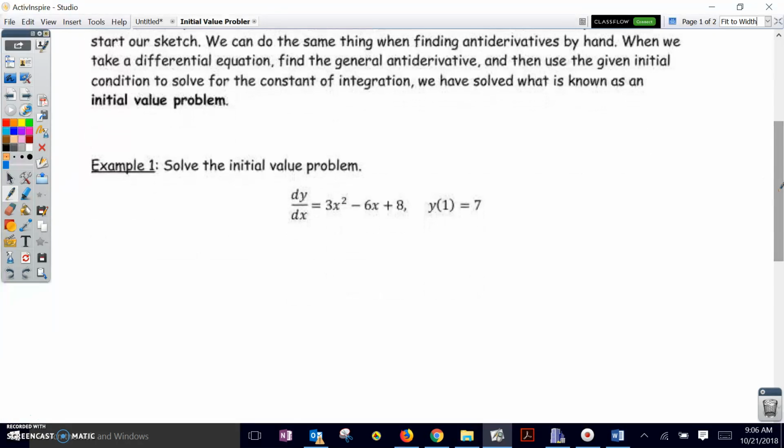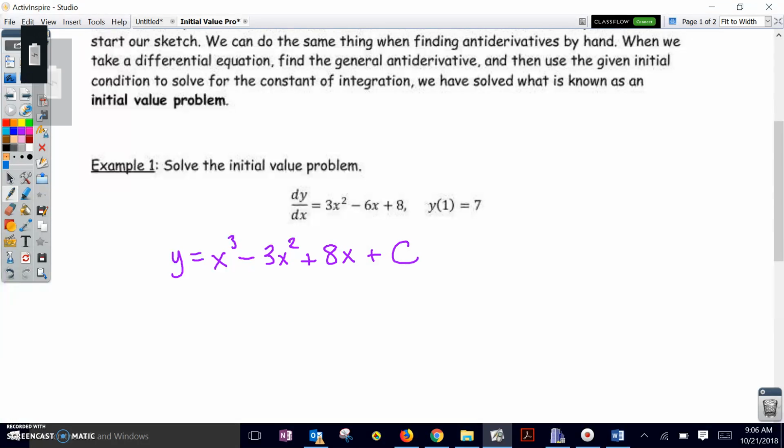We're going to start with the differential equation, and we're going to find the general antiderivative. So the antiderivative of dy/dx is y, the antiderivative of 3x squared is x cubed, the antiderivative of 6x is 3x squared, the antiderivative of 8 is plus 8x, and don't forget your constant of integration, because your constant of integration is going to become crucial in these particular problems to finding the particular solution curve.